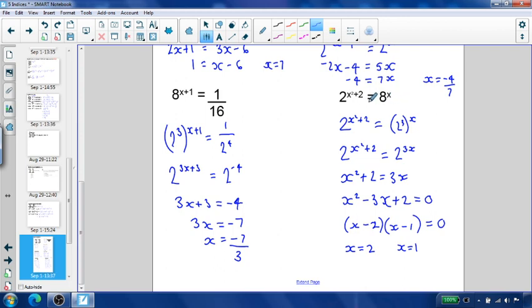So that means when I plug in x is equal to 2, it works. And when I plug in x is equal to 1, it also works. So it works if the left-hand side equals the right-hand side. Feel free to pause this video and check that it works.